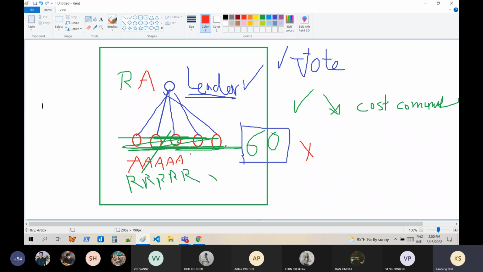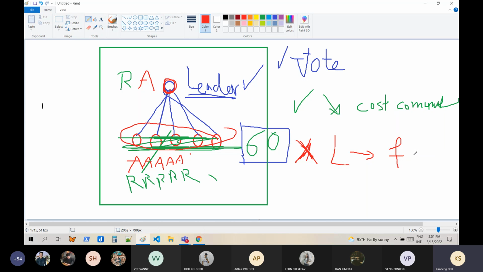If the leader is faulty, it's over. Okay, so that is the problem. When the leader becomes faulty, you have 60 people but only one person is bad, and that bad person becomes the leader, your whole group will fail. For example, your whole group will make a wrong decision.